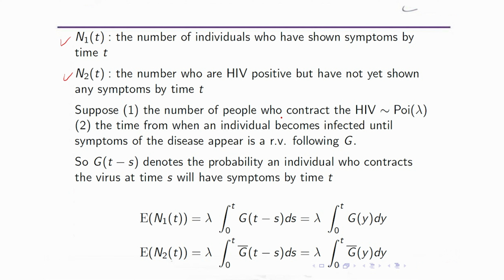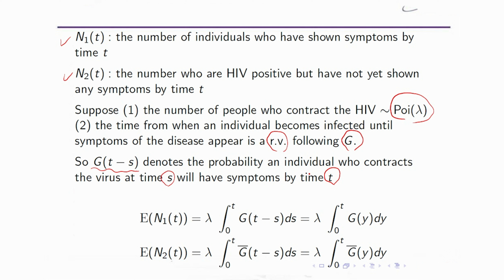And suppose that the number of people who contract the HIV virus is a Poisson random variable with parameter lambda, and also the time from when individuals become infected until symptoms of the disease appear is a random variable following distribution G. Now, a patient who has contracted the virus at time S would have the probability G(T minus S) of showing symptoms by time T, because we know that the time from an individual becoming infected until the symptoms appear is a random variable with distribution G. So G(T minus S) denotes the probability that this individual will have shown symptoms by time T.